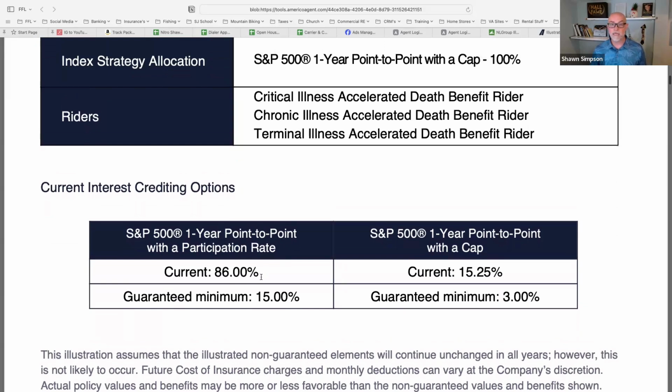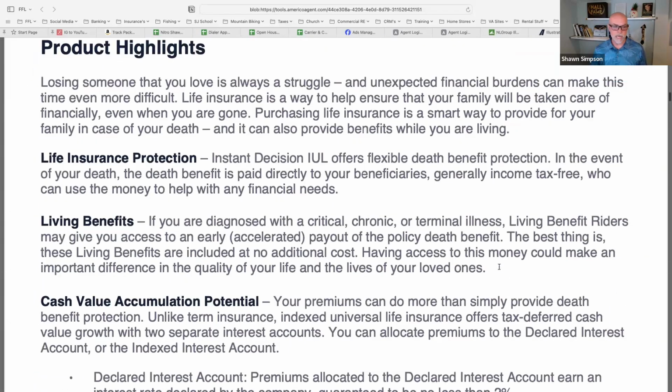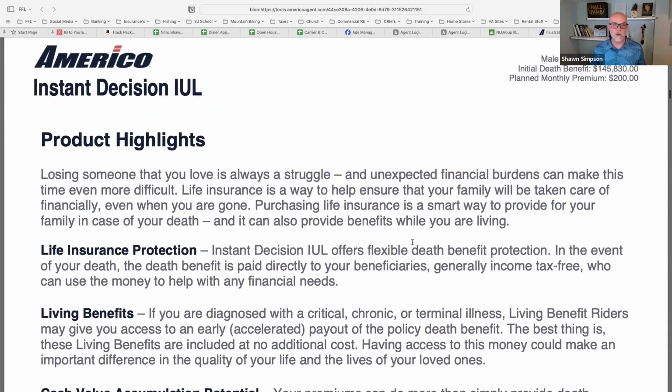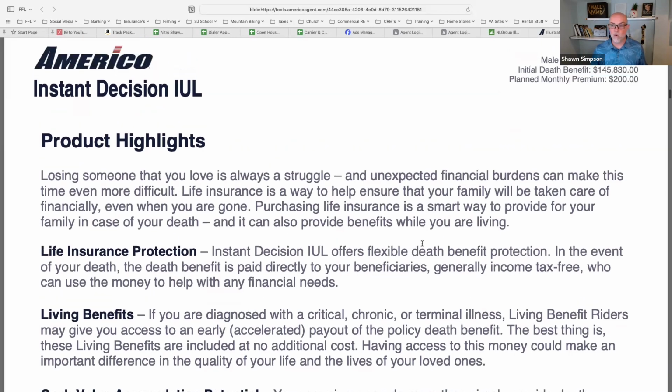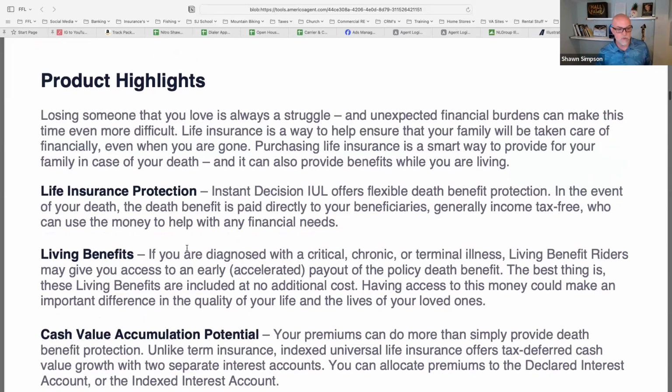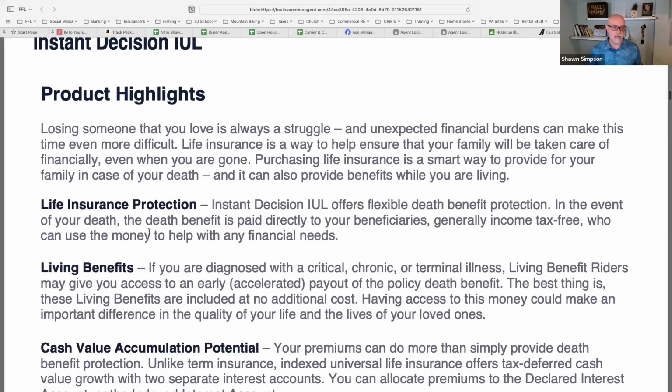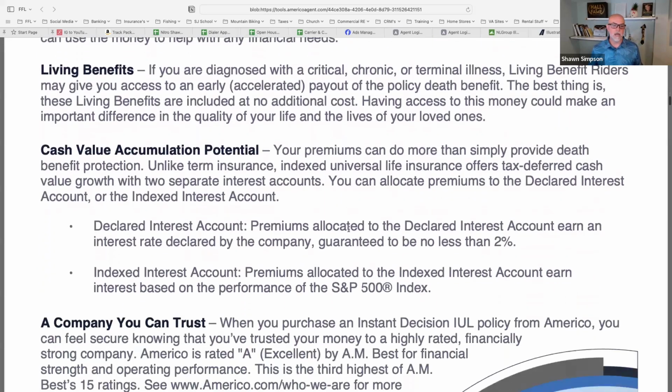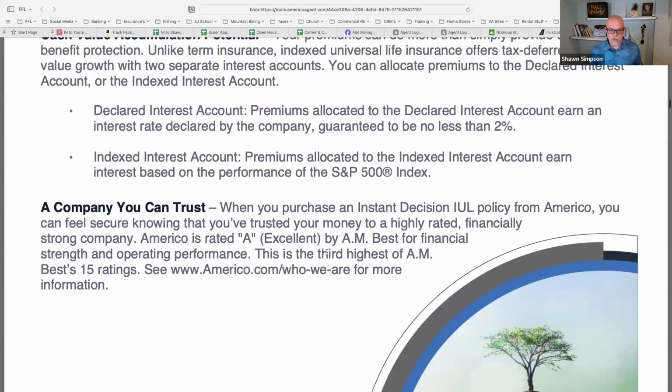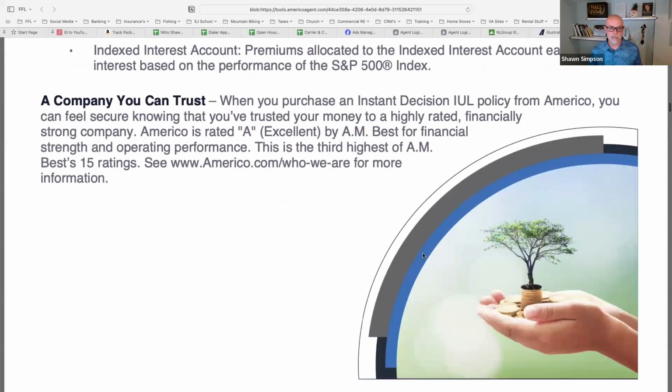Oh, I said 80%. It's 86%. I'm sorry. So in here, the current is 15.25%, okay, with the cap. So we'll come down here. Here's all your benefit riders. So if you want to share your screen with them, you can walk them through all of this and say, look, it comes with living benefits. You've got life insurance protection. It's a company you can trust, with an excellent rating by AM Best, an A rating.